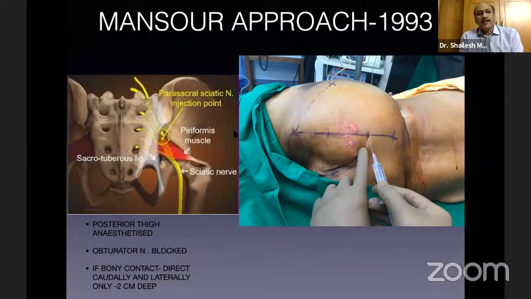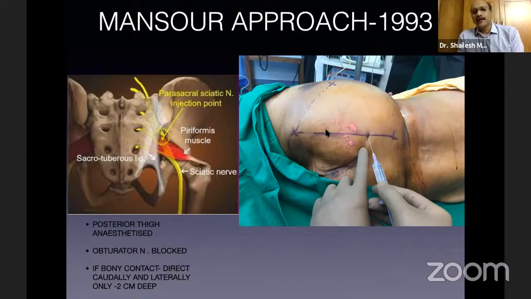Now, the landmarks are basically from the posterior superior iliac spine, draw a straight line down to the ischial tuberosity. So from here up to here. And initially, Mansour described it at 6 centimeters from the top, where you infiltrate, and then go perpendicular to the skin, after obviously proper aseptic precautions and preparation, and check for the end motor response, which I usually accept as plantar flexion and inversion.